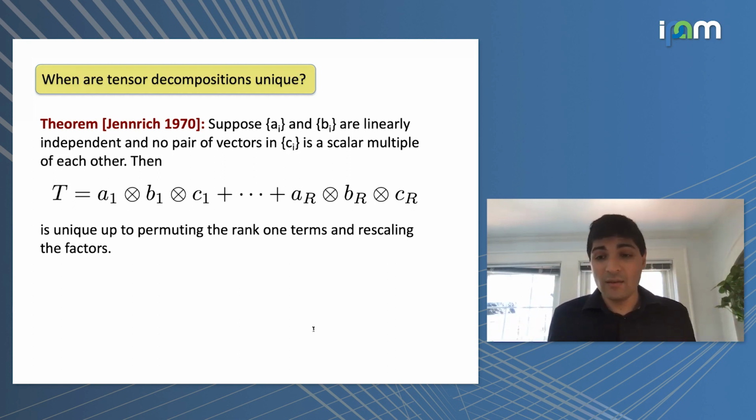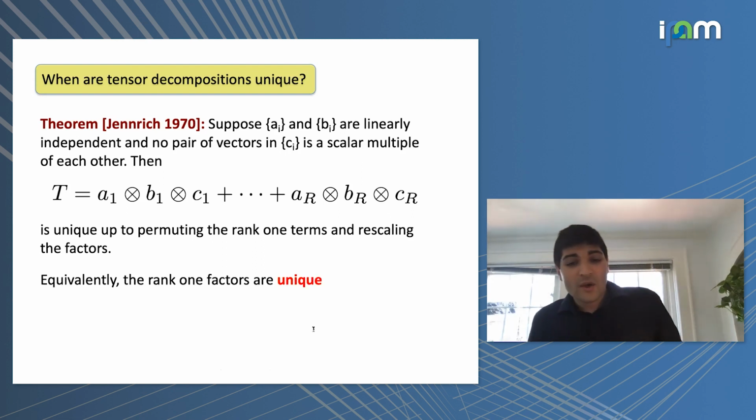That doesn't change anything. And the other thing that I could do is I could rescale some of the factors so that none of the rank 1 terms change. For example, I could double a_1 and then halve b_1. And that wouldn't actually change what the rank 1 tensor is in the tensor decomposition. But subject to those changes, the tensor decomposition is unique. So it's unique up to permuting the rank 1 terms and rescaling the factors. So equivalently, the way to think about this is that the rank 1 factors in the minimum rank tensor decomposition are themselves unique.